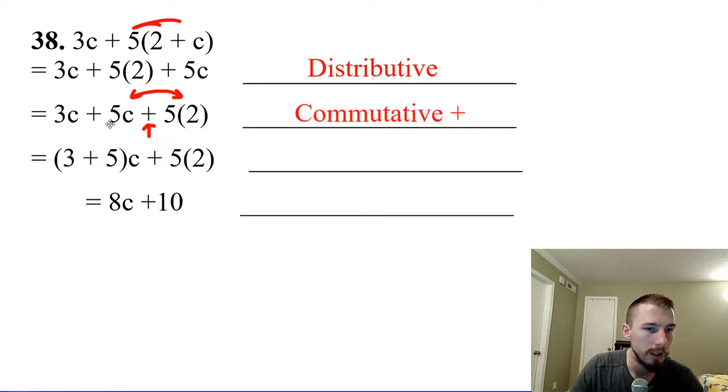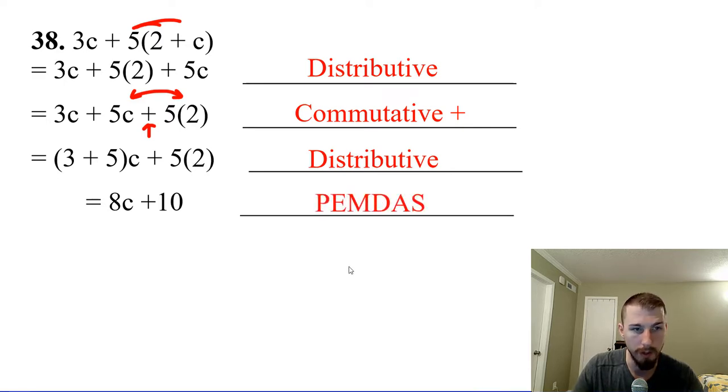And then from here, that's staying the same. So on this one, what's happening is the c is being factored out. Factoring is also called reverse distribution, and it's a part of the distributive process. It's just working backwards. So it's just going to be distributive, or distribution. Then the last step, we're just evaluating it, right? So we have our parentheses first, and then we do our 3 plus 5, which is 8c, and then we can do multiplication, which will give us 10. So that's going to be PEMDAS because we're using our order of operations.